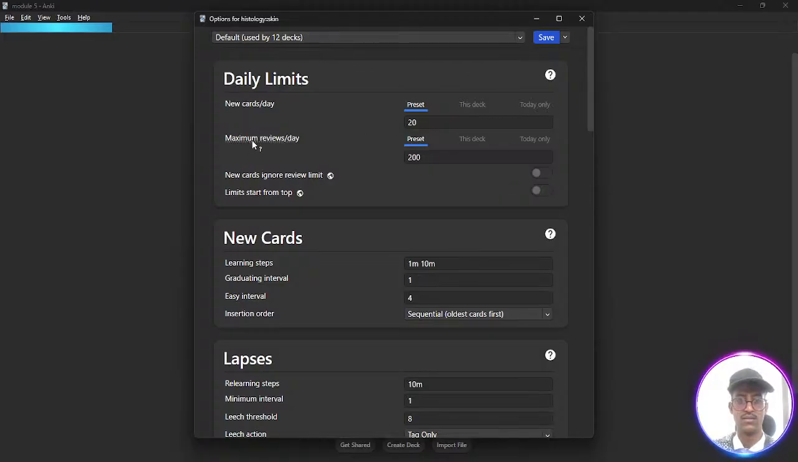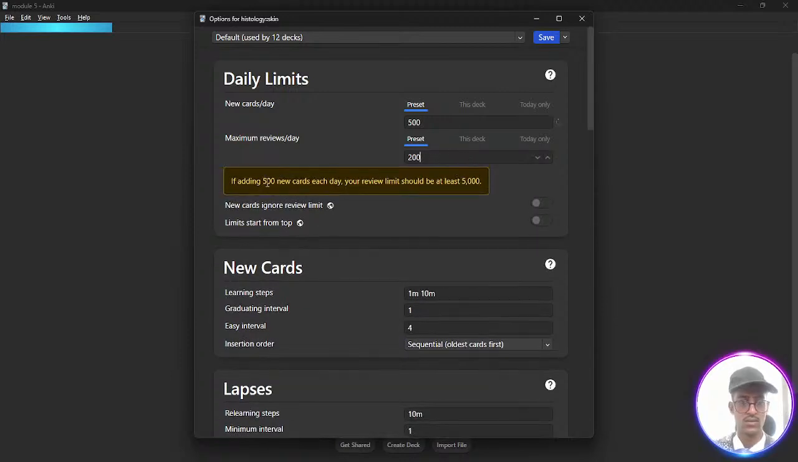Maximum new cards per day. What the fuck? I can do up to 500. What the hell? Oh, if adding 500 new cards a day, your review limit should be at least 500,000, bomb. What the fuck. I'll do it for you, brother.